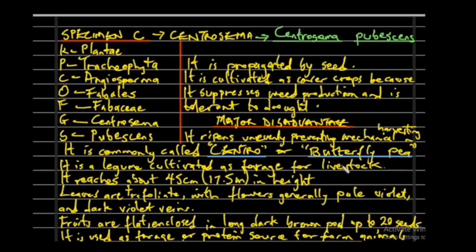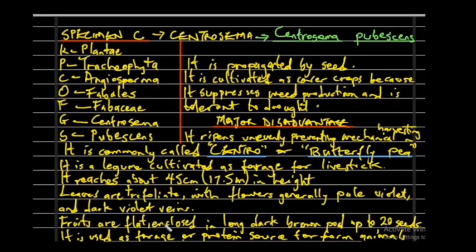It is also known as butterfly pea, and it is a legume that is cultivated as forage for livestock. It is basically used in feeding animals. It reaches about 45 centimeters to 17.5 meters in height. The leaves are trifoliate, and the flowers are generally pale violet with dark violet veins. I'll show those to us shortly.